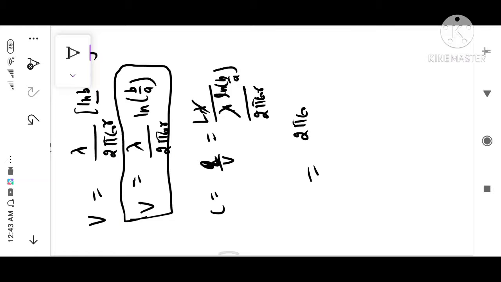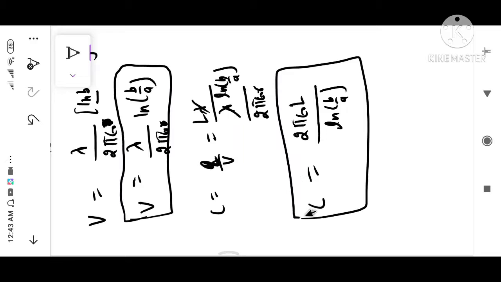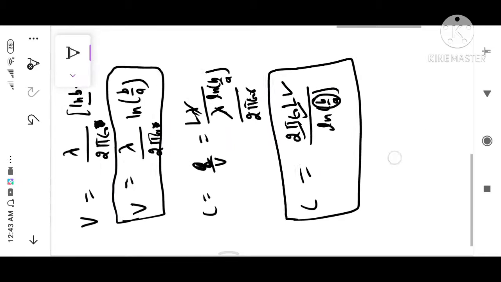So finally you will get 2 pi epsilon naught L by ln b by a. This is your formula for capacitance in case of coaxial cylinder. Now every data is given to you. b and a are given, L is also given, this epsilon is constant, 2 pi you know. Okay. Now put the value, you will get the answer.